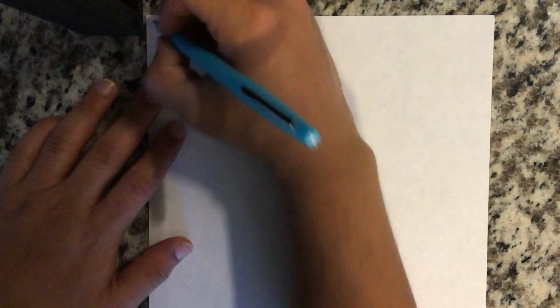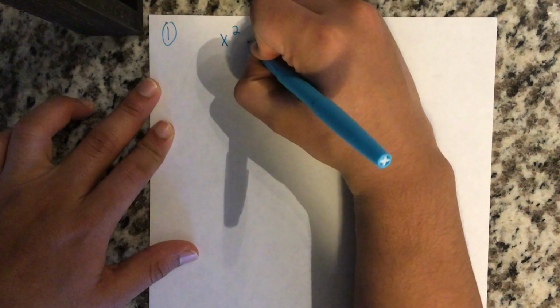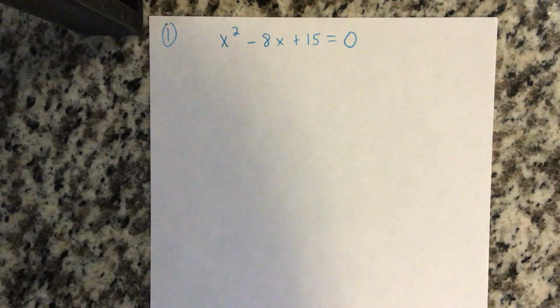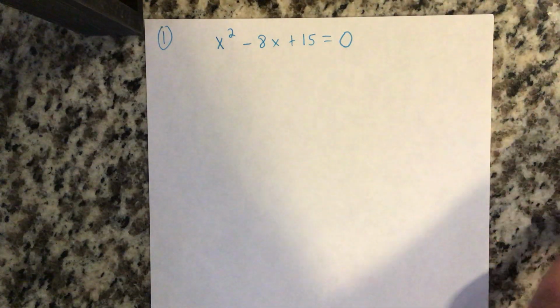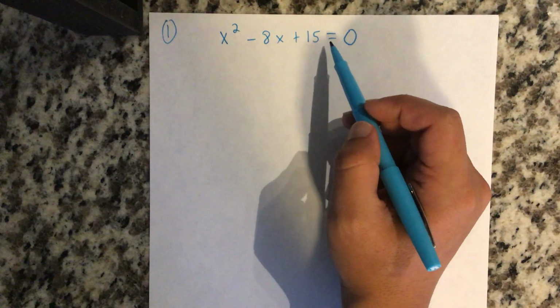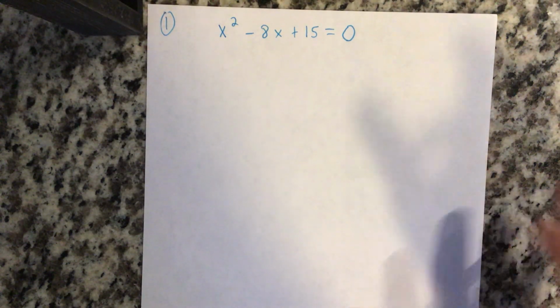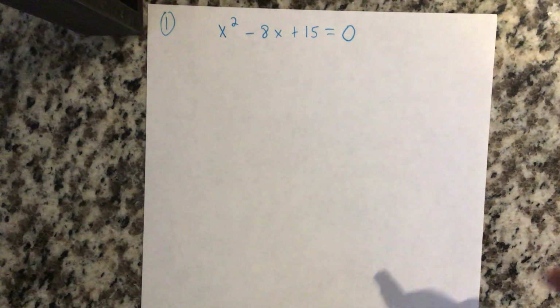Slide paper, here we go. Okay, so let's do number one. I have x squared minus 8x plus 15 equals 0. You see how that's kind of different from the ones we've been looking at? The reason is because now it's an equation, right? I have an equal sign. So this is now a quadratic equation that I can solve. Just like to solve it, we do the same steps to factor.